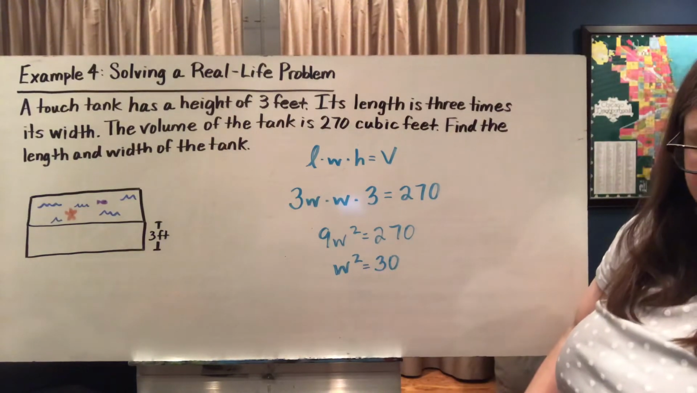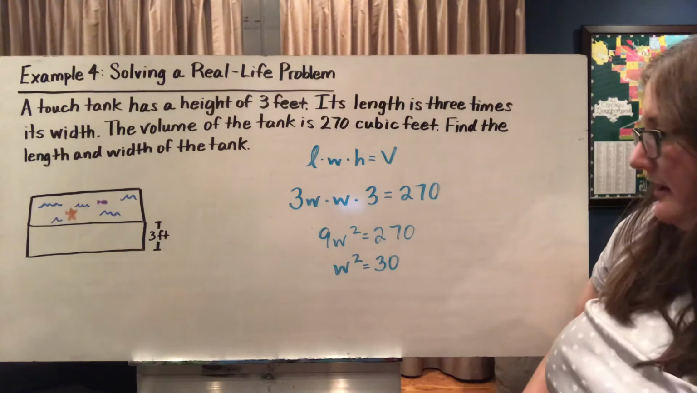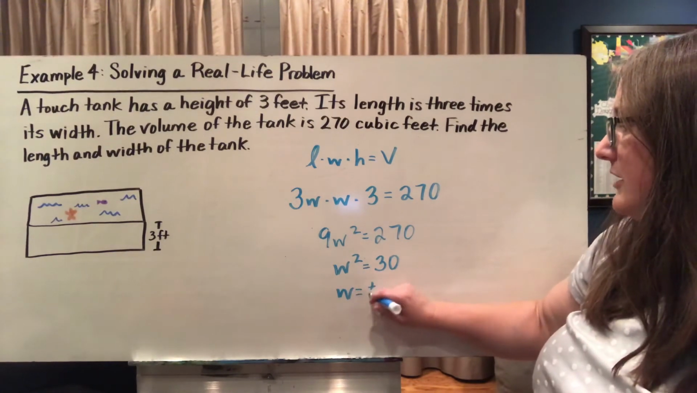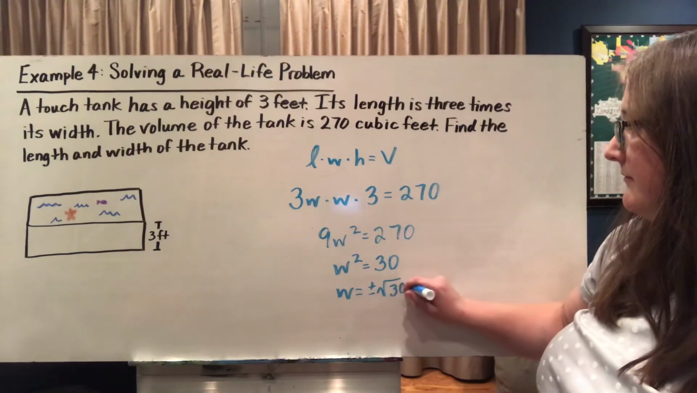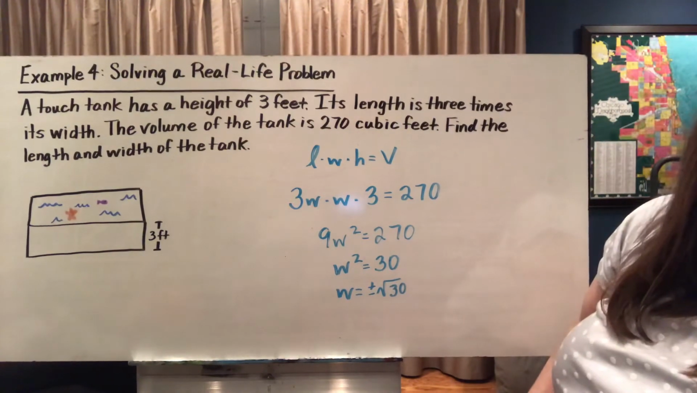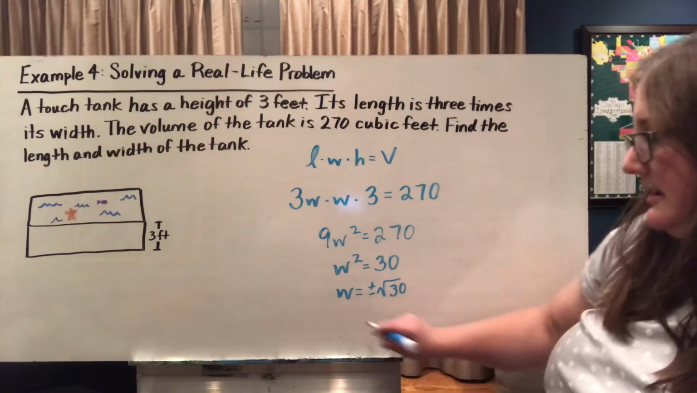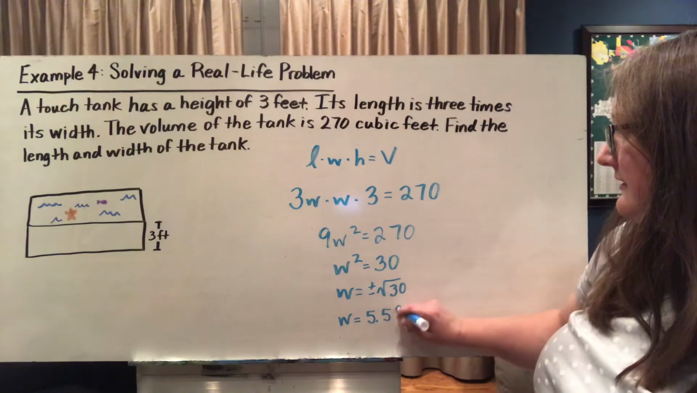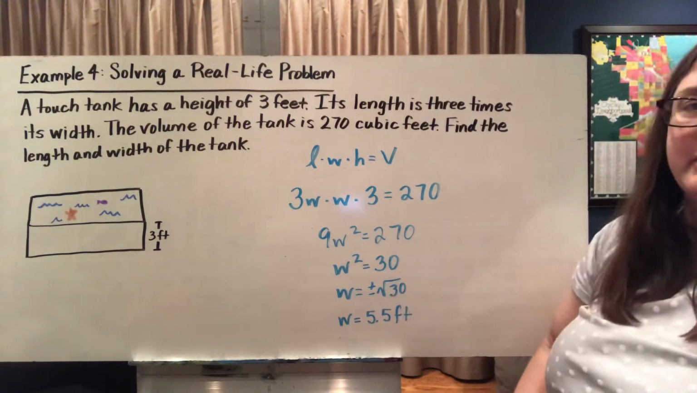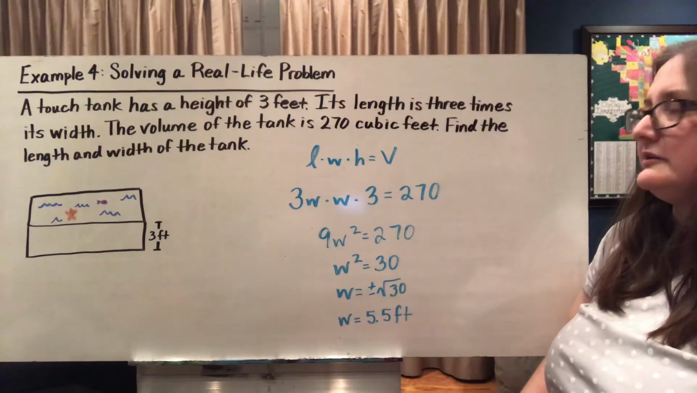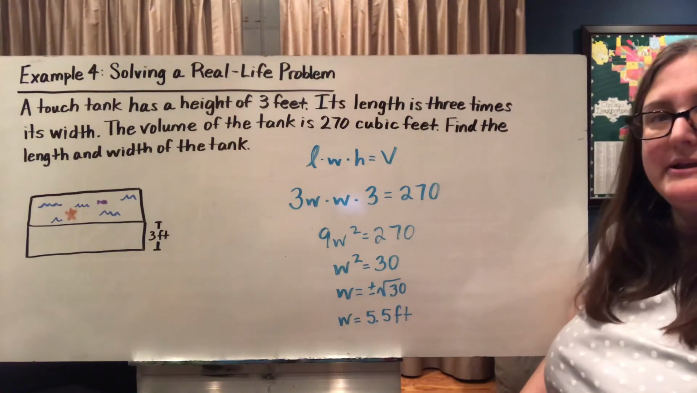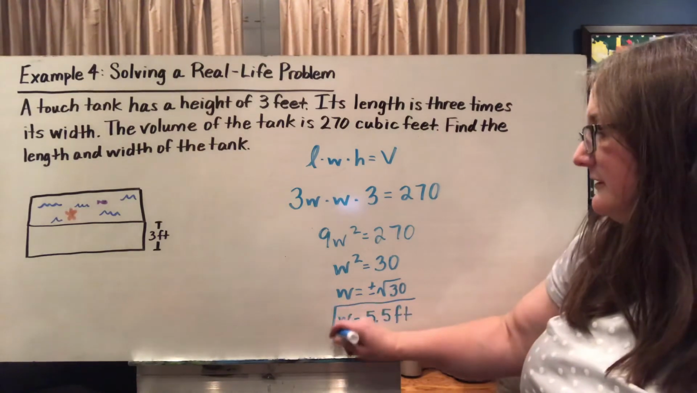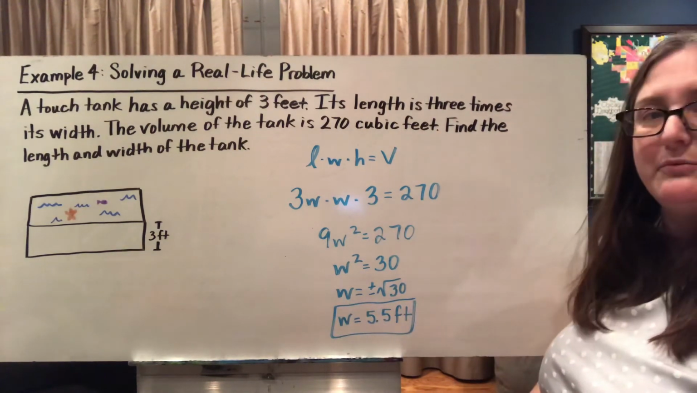So now I have to do the square root of each side in order to find the positive or negative square root of 30. And our answer is going to be approximately 5.5 feet. Now in this case, I'm going to ignore the negative value because I know that when I'm talking about a touch tank, a width can't be negative 5.5 feet. So I'm going to exclude that answer. It's got to be the positive answer. So the width here is 5.5 feet.